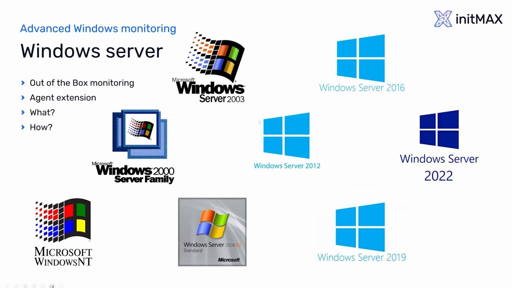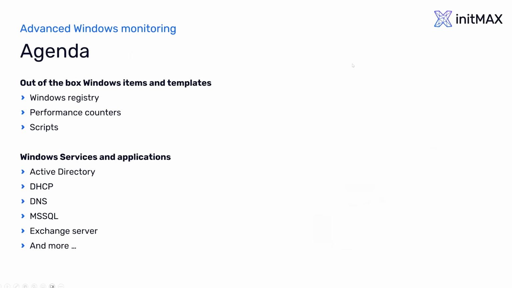Agenda. Basically, in the long run, out of the box Windows items and templates, what we can monitor out of the box with our agent, as an example, the Windows registry, performance counters. I do have quite a bit of experience running with the performance counters, and hopefully, we'll be able to share some tips and tricks and the most common issues that are happening with those.